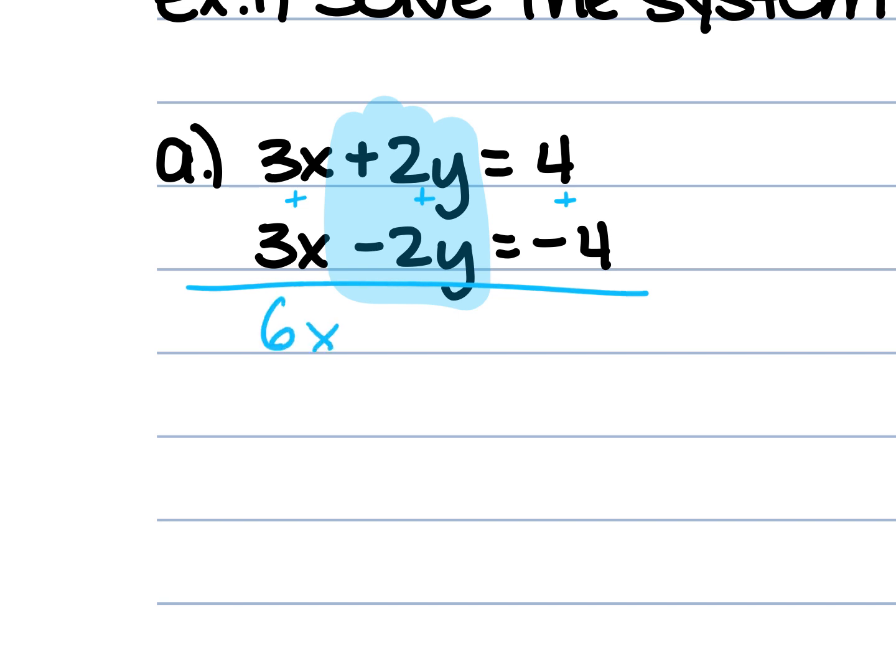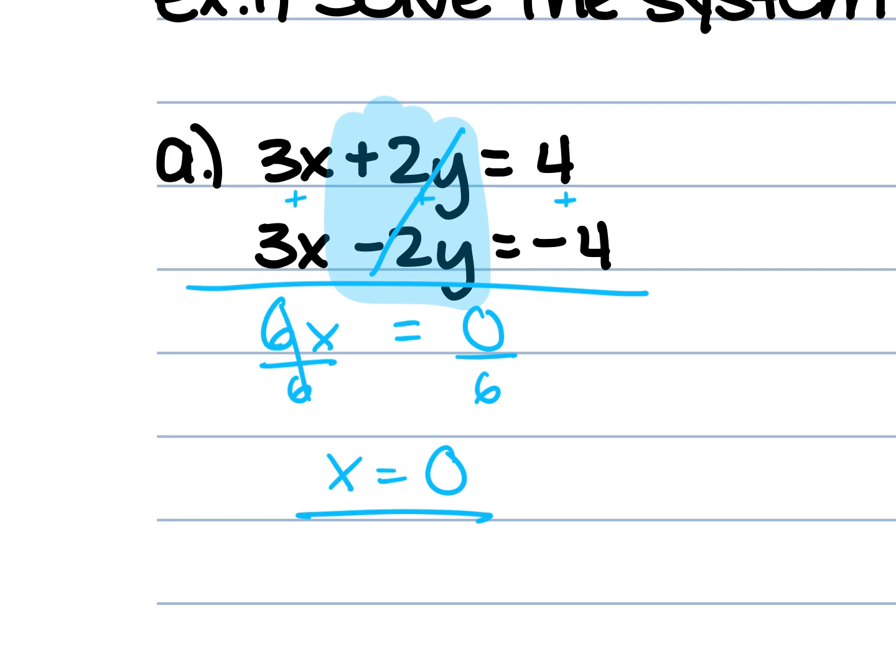6x. What's 2y minus 2y? They cancel out. We said that they're going to cancel. So when we're combining our like terms, one of the variables always is going to be eliminated. What is 4 plus negative 4? 0. What would I do next? Divide by 6. And what does x equal? 0. 0 divided by 6 is 0. So x equals 0. That's one of our answers.